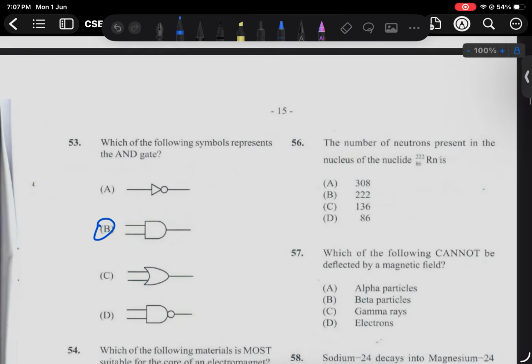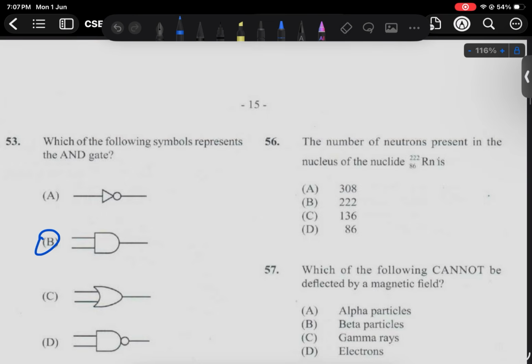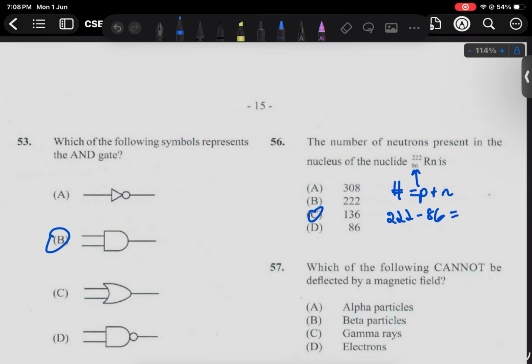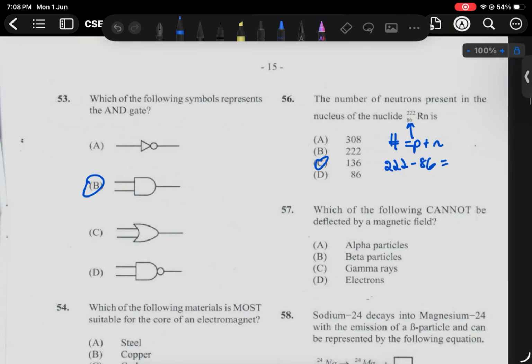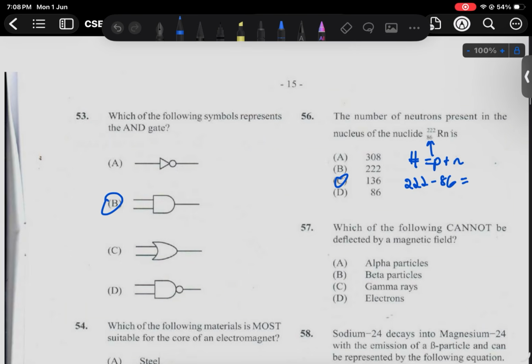The number of neutrons present in the nucleus of the nuclide is, mass number is equal to protons plus the neutrons, and the protons is 86. So 222 minus the proton number gives us how many neutrons there are, and that is 136. Which of the following cannot be deflected by a magnetic field? Gamma rays, they have no charge.